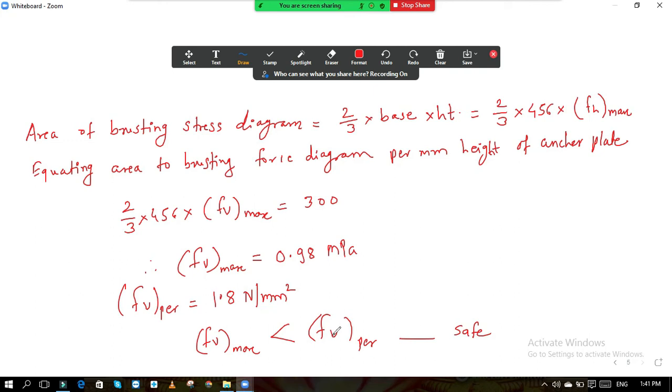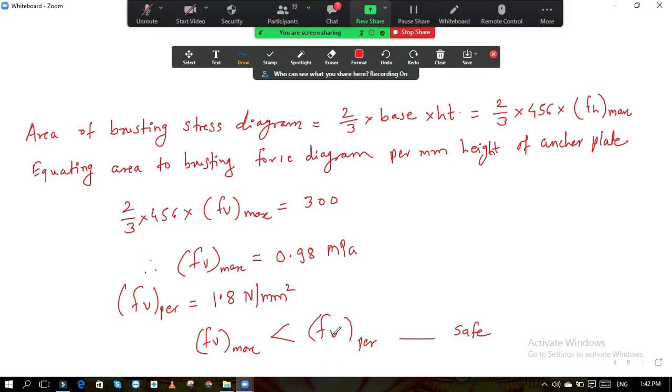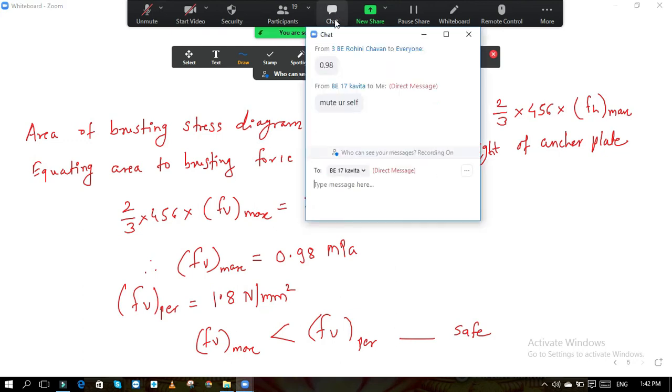So this is the one type of problem which can be asked in the examination from this unit, to design the anchor plate. So this type of problem we have covered now. Now you write down, I hope you have written all the procedure in detail.